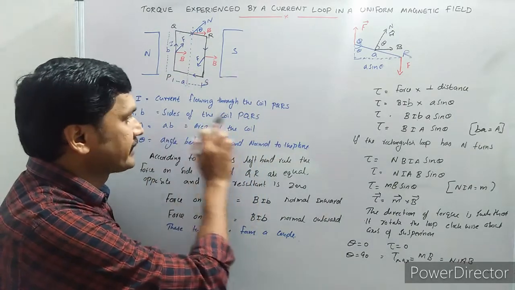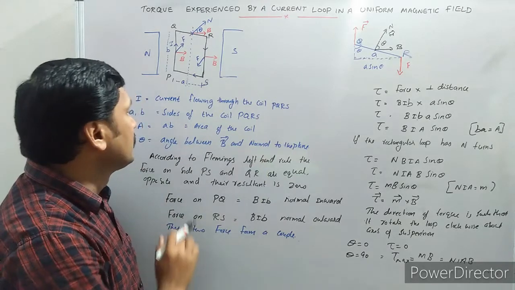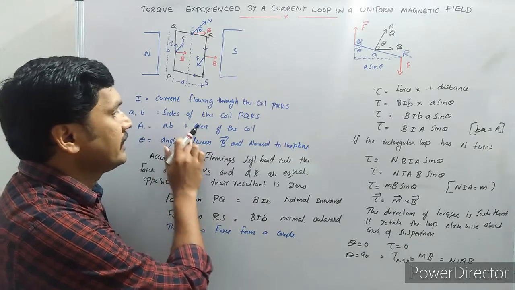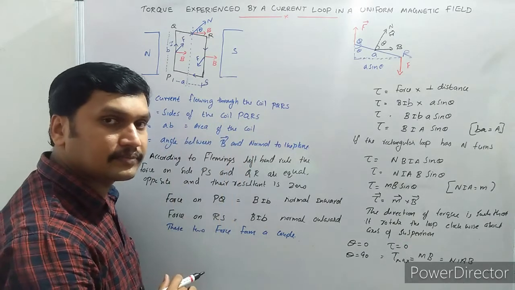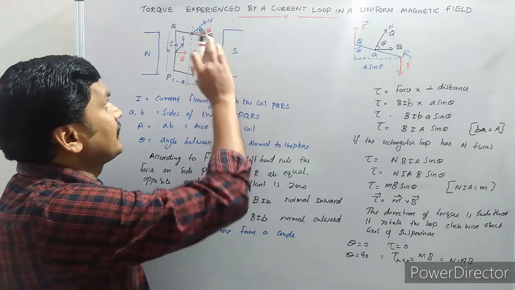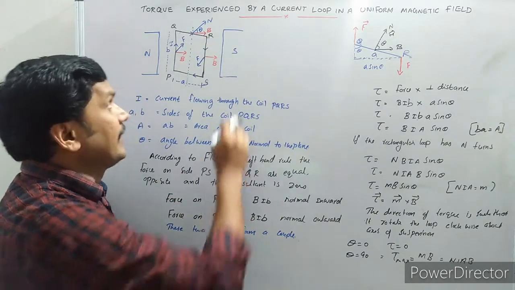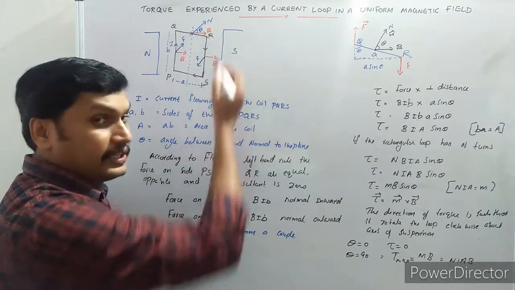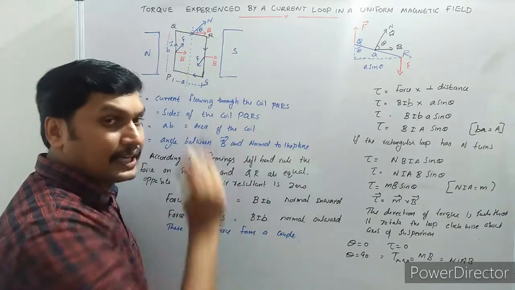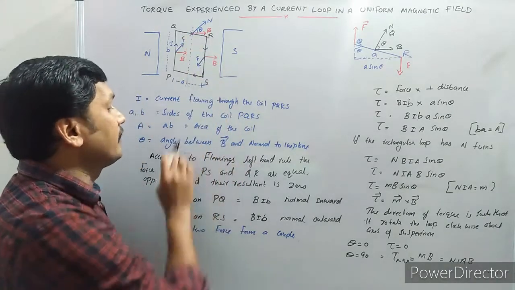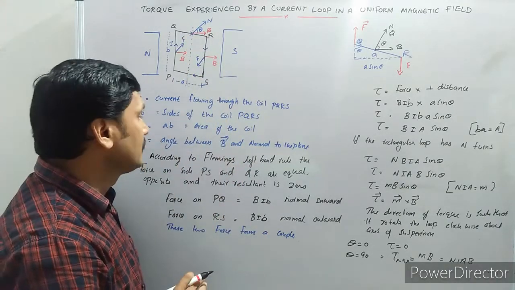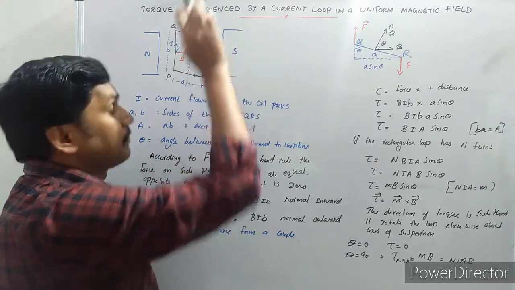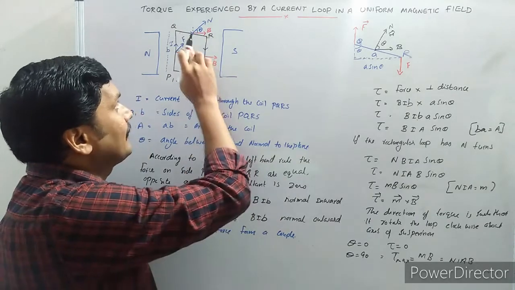A and B are the sides of this rectangular coil. So A into B, length into breadth, that is capital A, is the area of the rectangular coil. Now this rectangular coil makes an angle theta with the magnetic field. That is, the normal to the plane of this loop makes an angle theta with the direction of magnetic field.